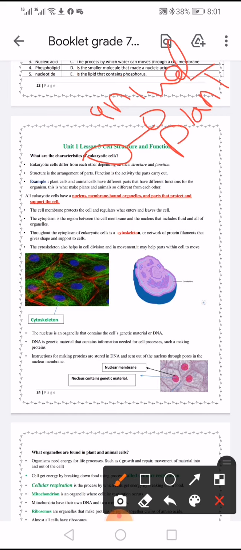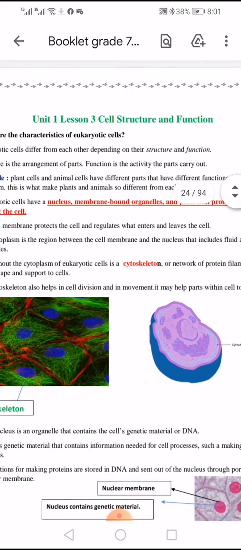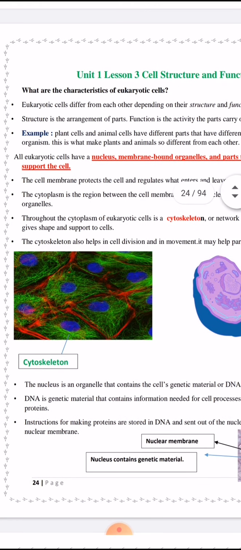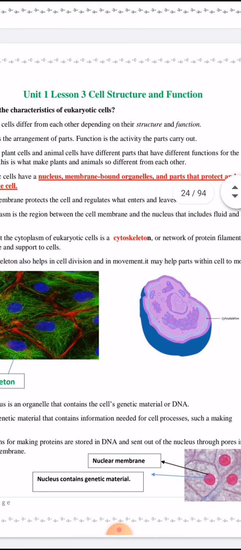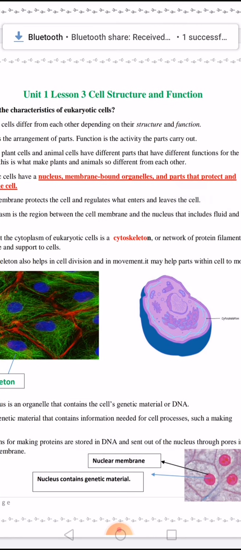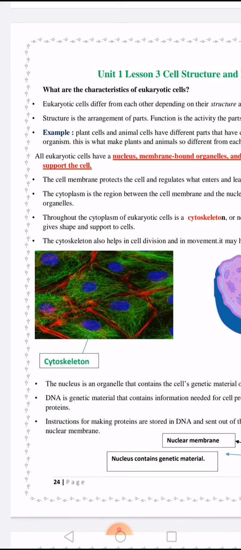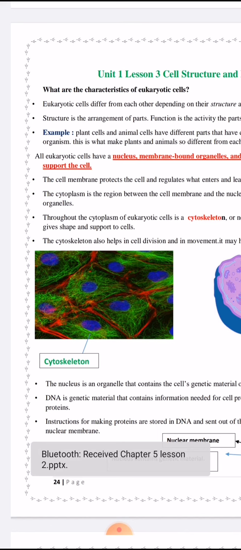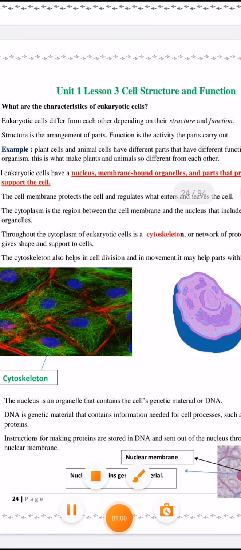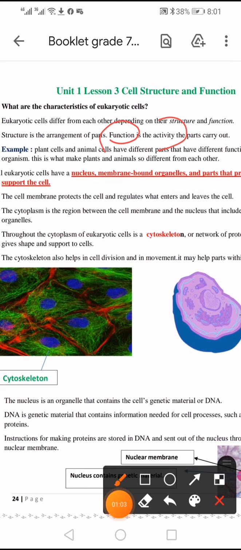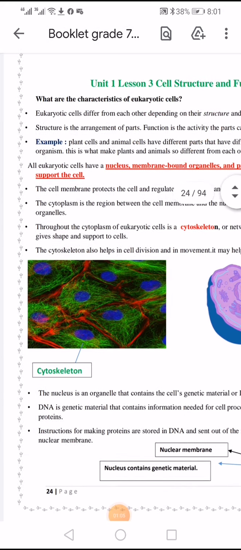Structure is the arrangement of parts, function is the activity the parts carry out. So what is the difference between structure and function? Structure means the arrangement of parts, or the arrangement of organelles inside the cell. Function is the activity or process. So structure is the arrangement of parts, while function is the activity of these parts or these organelles.